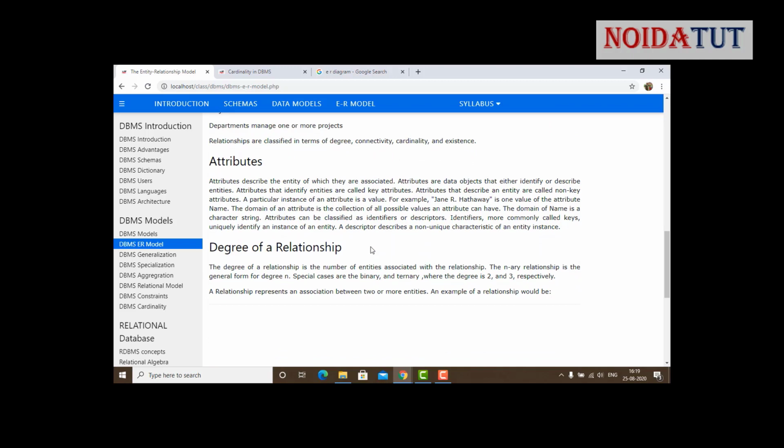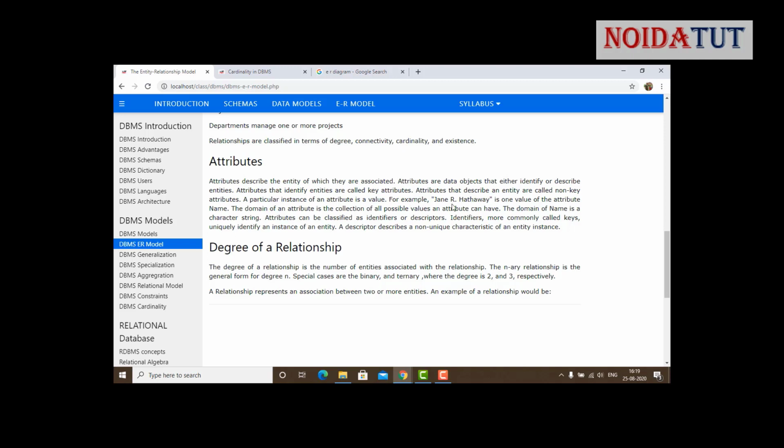Talking about attributes, an attribute is just a property of the relationship or property of the entity. Attributes describe the entity with which they are associated. Attributes are data objects that either identify or describe entities. Attributes that identify entities are called key attributes. Attributes that describe an entity are called non-key attributes. A particular instance of an attribute is a value.